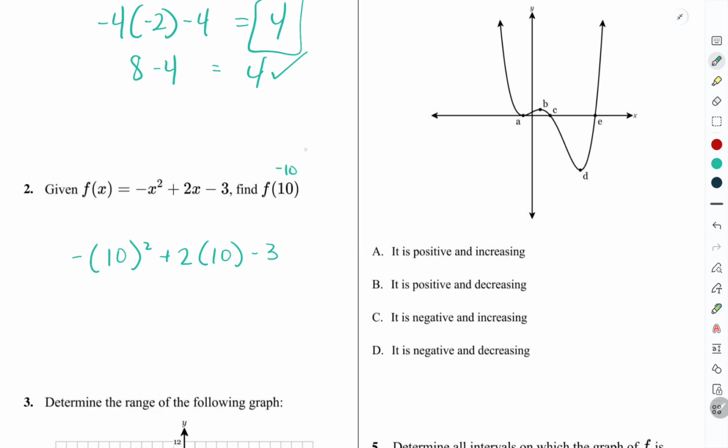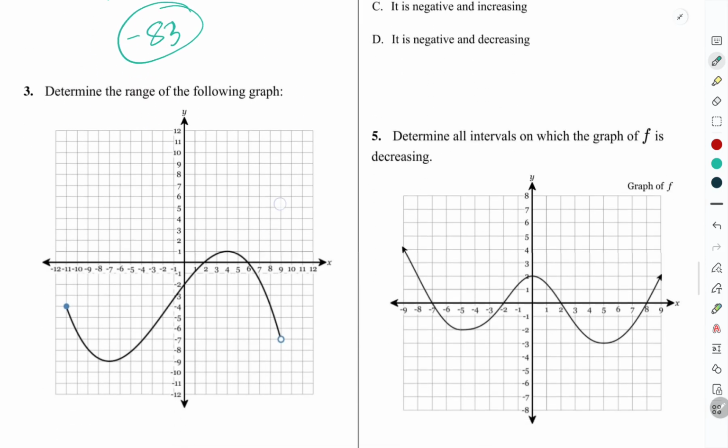Note, if this was a -10, the negative would have gone inside the parentheses. But because the negative is outside here, it stays outside. The only thing that should be inside your parentheses is a 10. And when I plug that into my calculator, looks like I get -83. Check me. Okay. Everywhere there's an x, put a 10. Put whatever number you have.